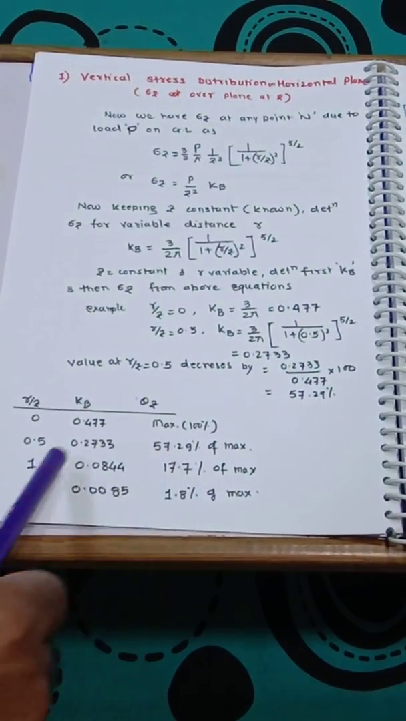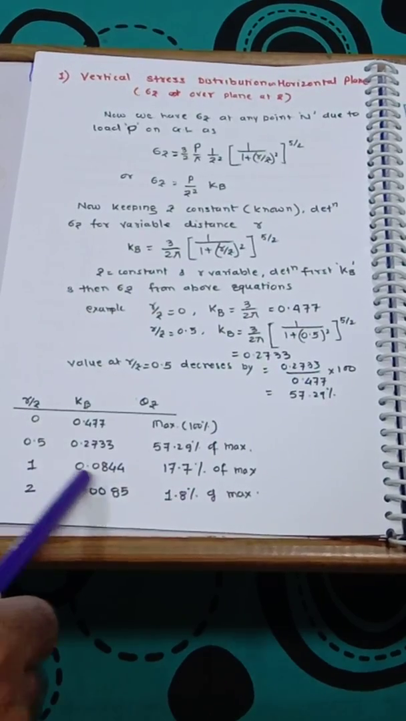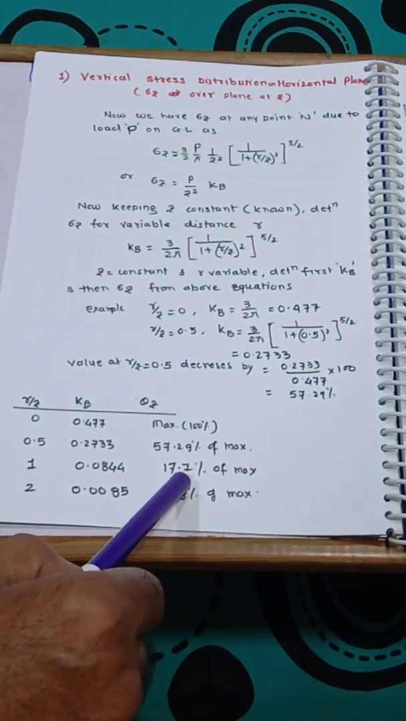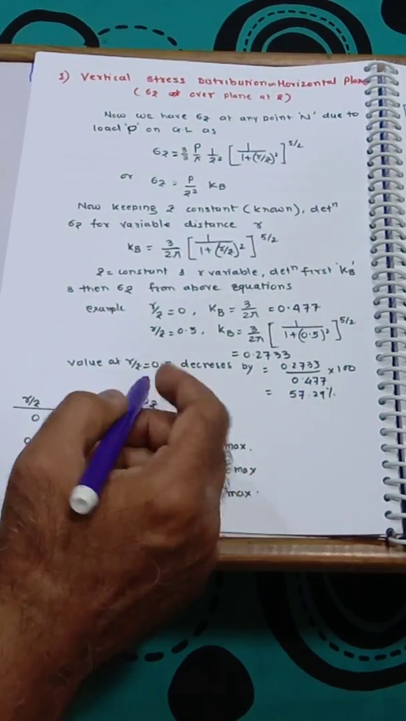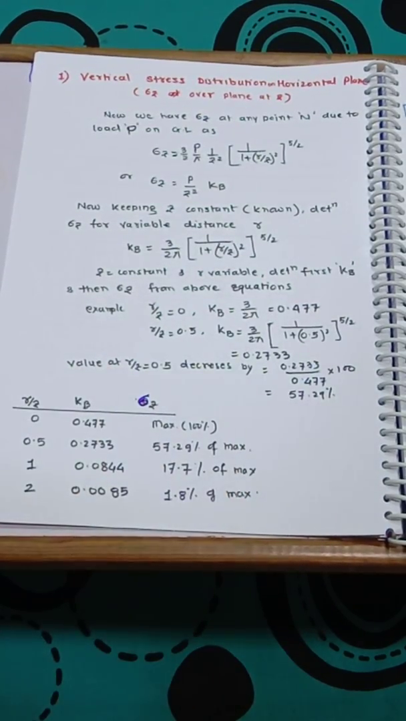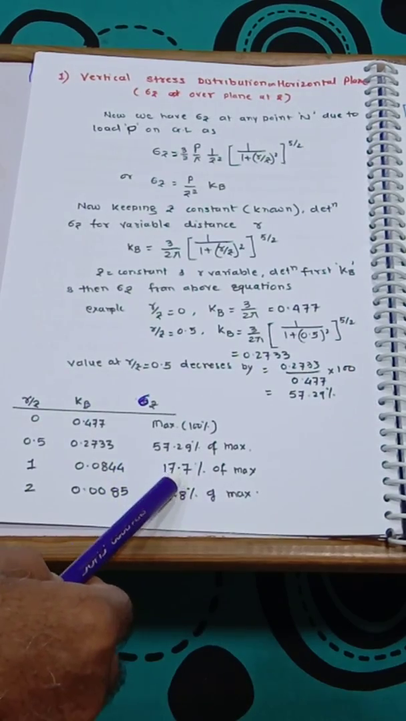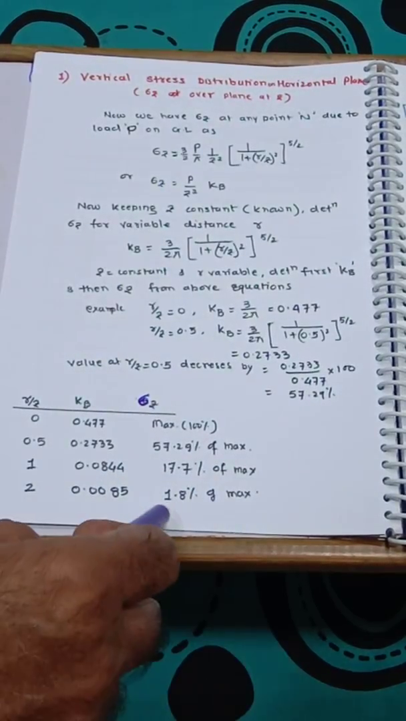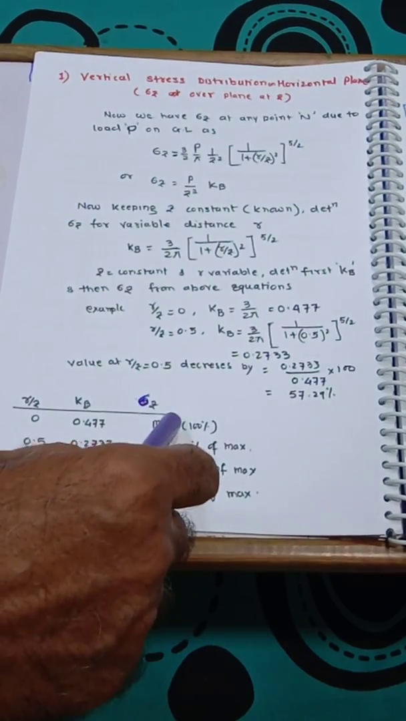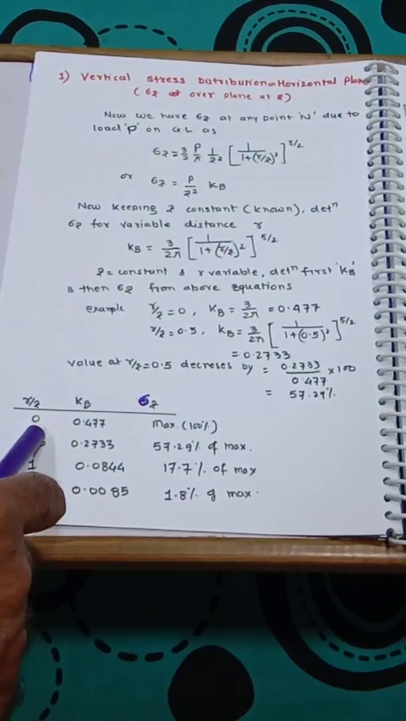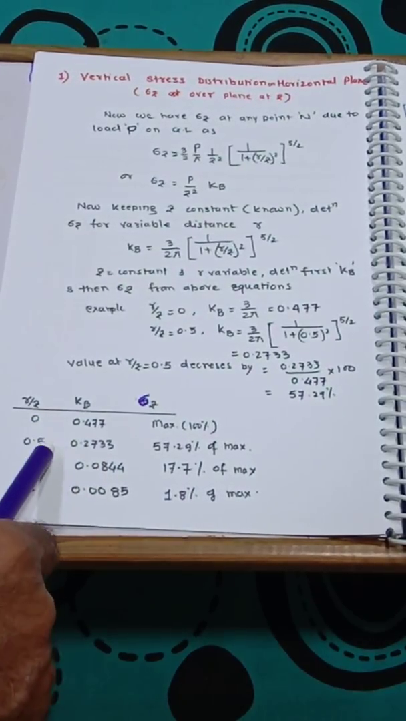The first value we discussed: if I put r by z as 1, then this sigma z value decreases further by 17.7%. Again, as I go down, if the ratio is larger, it decreases by 1.8%, so it is almost negligible. So exactly here r by z is 0, 0.5, 1, 2.